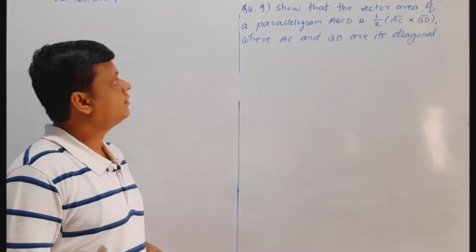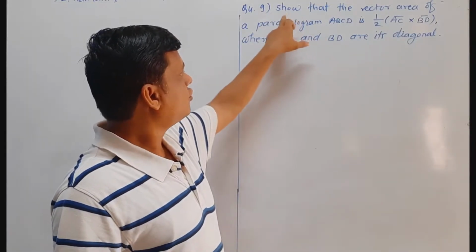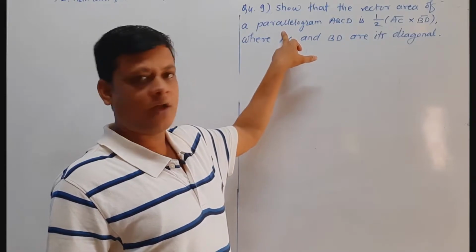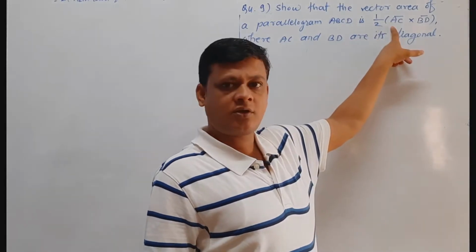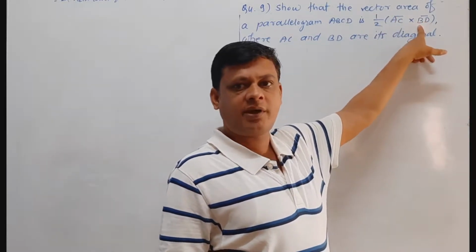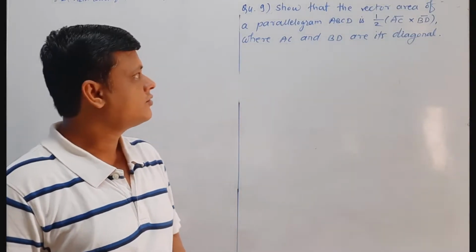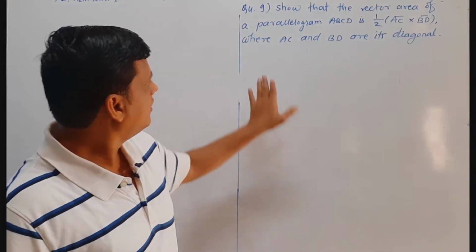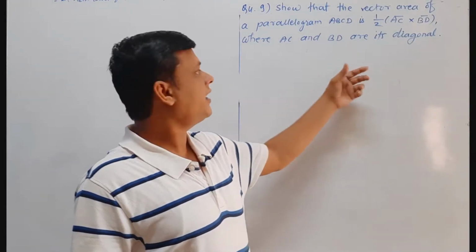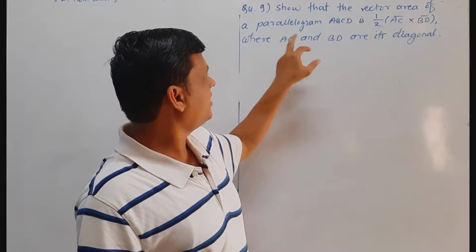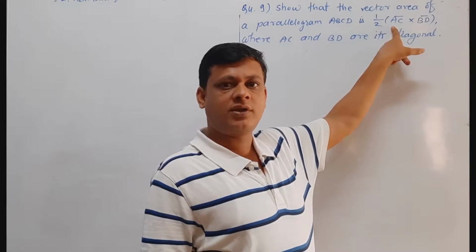Now see the next question from exercise 5.4, question number 9. Show that the vector area of a parallelogram ABCD is half of the cross product of vector AC and vector BD, where AC and BD are its diagonals. So we have to show that if AC and BD are the diagonals, then the vector area of this quadrilateral ABCD, which is a parallelogram, is half of the cross product of those diagonals.